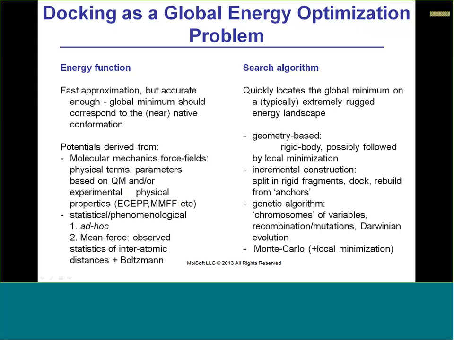For the search algorithm on the right-hand side, ideally you need to quickly locate the energy minimum over a very rugged energy landscape. There are geometry-based methods using rigid body docking, where the ligand and receptor are rigid, followed by a small local minimization. There are other incremental construction methods that are used, or genetic algorithms. But in ICM, we use a Monte Carlo method called biased probability Monte Carlo.